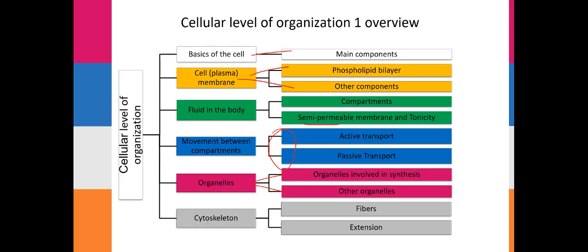So when you look at the word cytoskeleton, cyto refers to cell, and then skeleton is the framework of our body. So you've got a skeleton, we've all got a skeleton. The cell also has a skeleton, and the skeleton of the cell is called the cytoskeleton. So let's start with the basics of the cell.